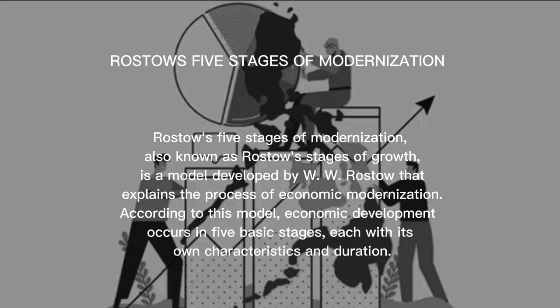Rostow's 5 stages of modernization, also known as Rostow's stages of growth, is a model developed by Rostow, which explains the process of economic modernization. According to this model, economic development occurs in 5 basic stages, each with its own characteristics and duration. Also, this briefly introduces the concept of economic modernization and its importance in driving economic growth and development. It mentions the significance of Rostow's 5 stages of modernization as a framework for understanding.